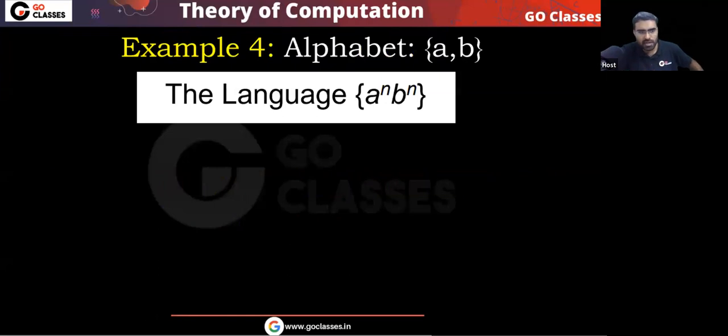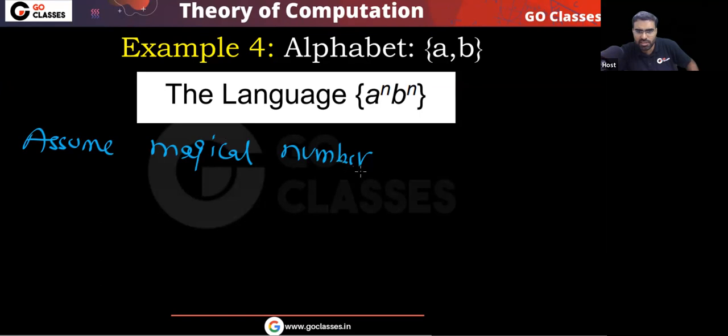Is this point clear? I am still thinking that maybe this has a magical number. Okay, so assume there is a magical number. Assume P works. Assume this magical number P works. I don't know what that magical number is. Maybe 10,000, 1 trillion, 1 billion, whatever. Assume this magical number P.